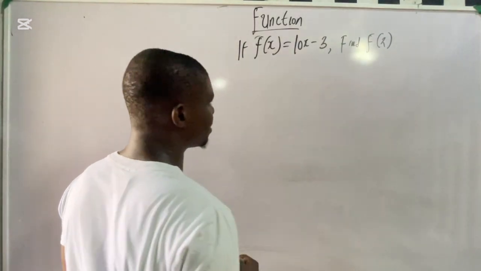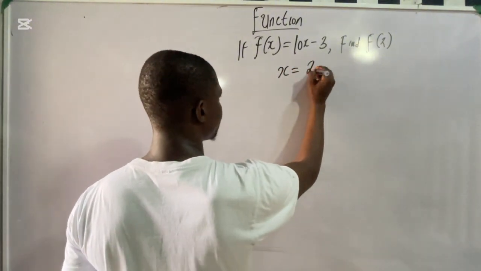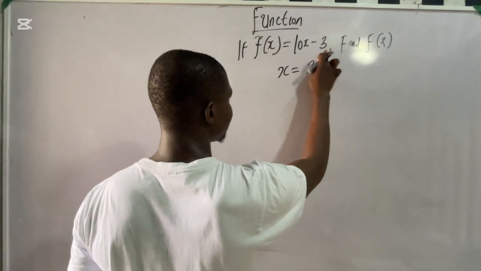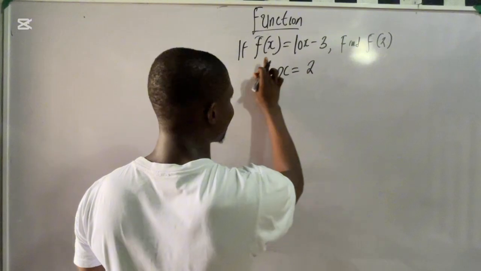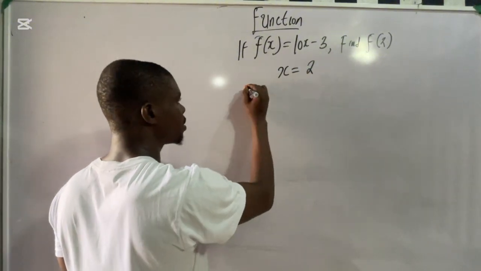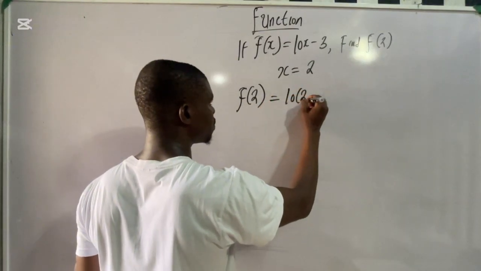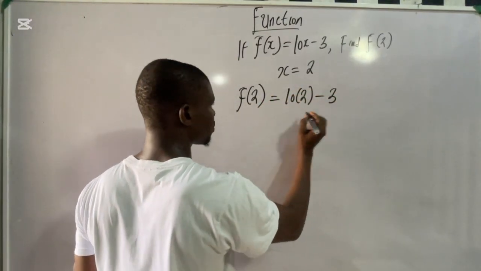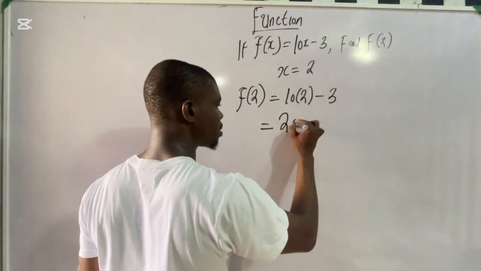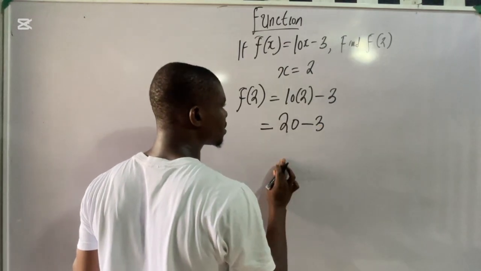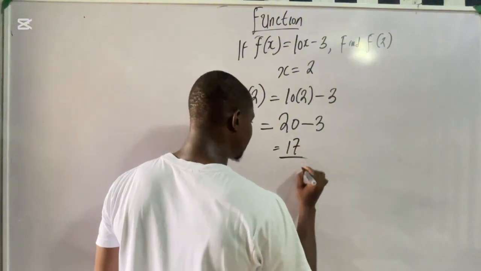Now, if you have something like this, what does it mean? It means that x is equal to 2, and f(x) = 10x - 3. Let's say f(2), that is my x is equal to 2. So anywhere I see my x, I put my 2. So it would be f(2) = 10(2) - 3. 10 times 2 is 20, minus 3, which equals 17. That is the answer here.